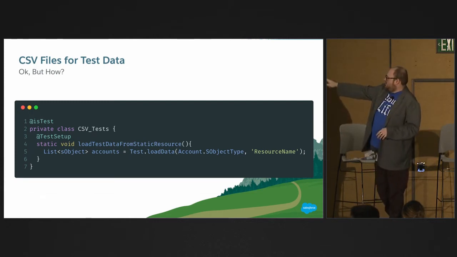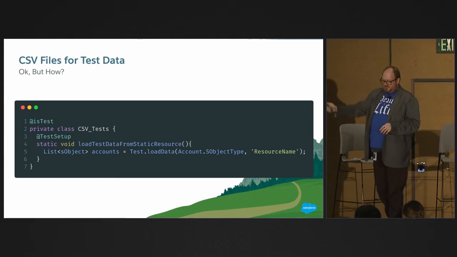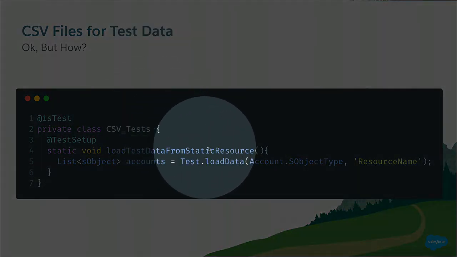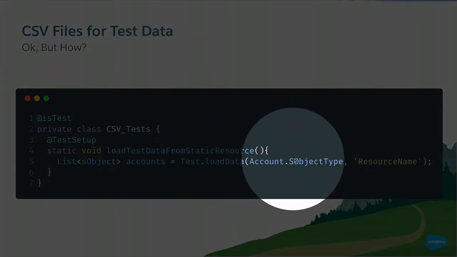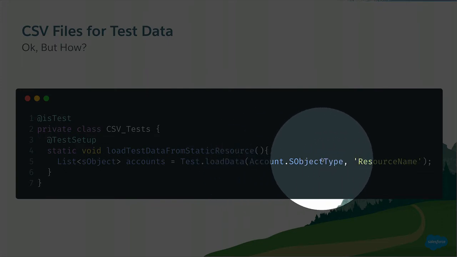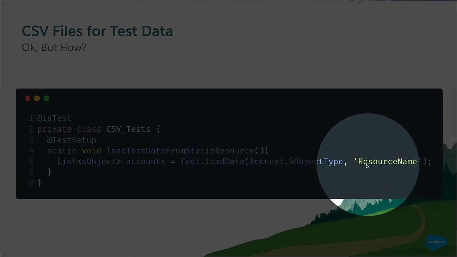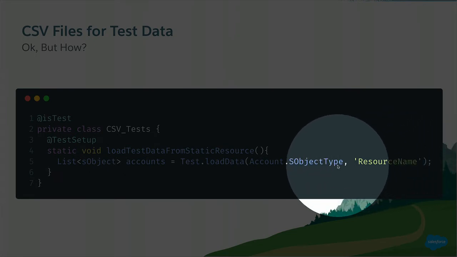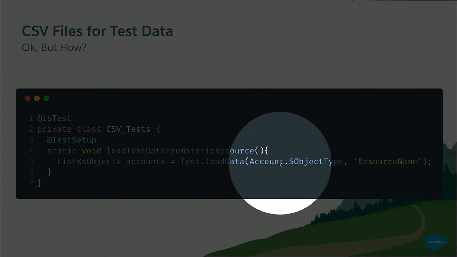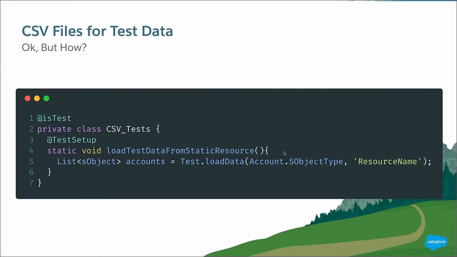So how this works, we're going to tell it what kind of object it is. So we're going to say account.sObject. This can be any sObject in your org. And you're going to give it a static resource name. So in our case, we could say account data, and it's an account sObject. Now notice what we're not doing. We're not telling it to insert. It's going to take care of that for us. That's handy, isn't it? And we are doing it in the test setup. I'm really driving that test setup home.